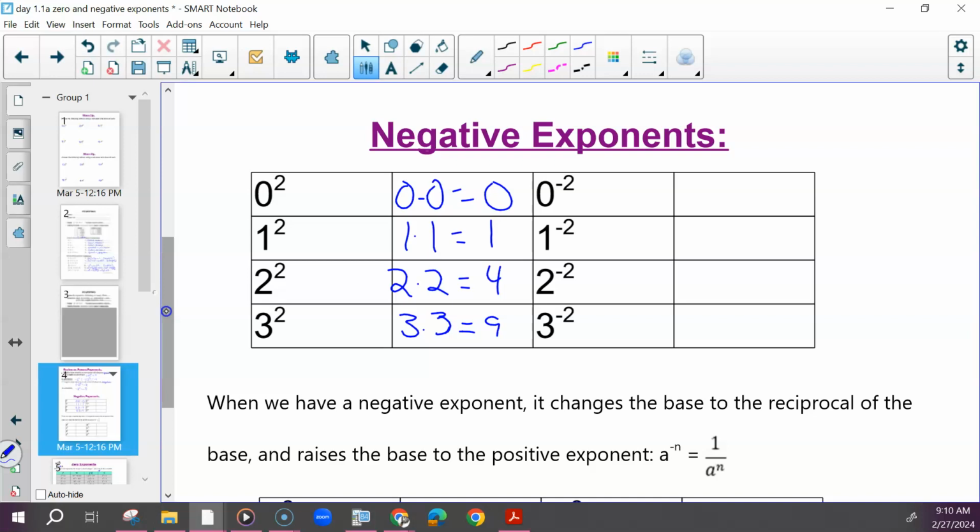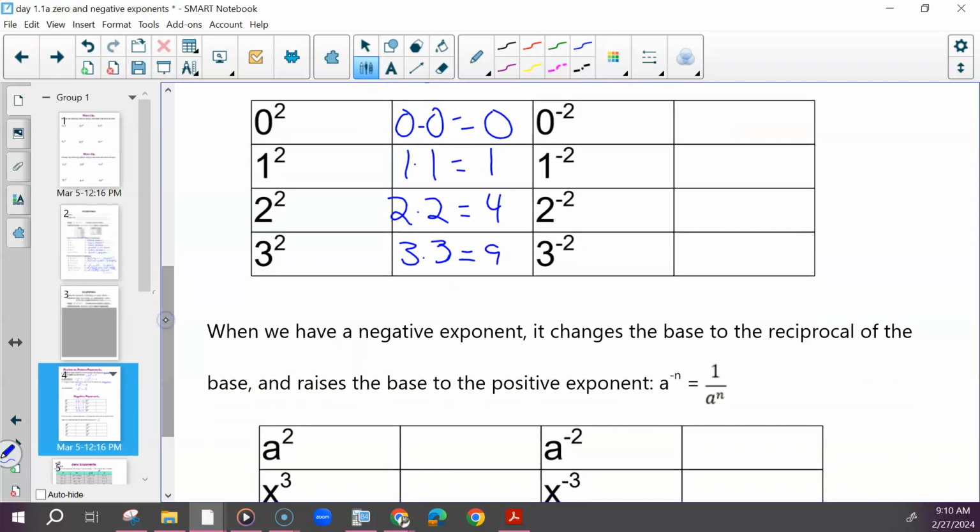Negative exponents are a little different. I'm going to read this first, and then we'll talk about how to do this. When we have a negative exponent, it changes the base. So we take the base and we flip it to its reciprocal. The exponent goes with it. So if it was up here, now it's down here. And when we flip it, the exponent becomes positive. Magic math happens. That is the rule. Negative exponents become positive when flipped.